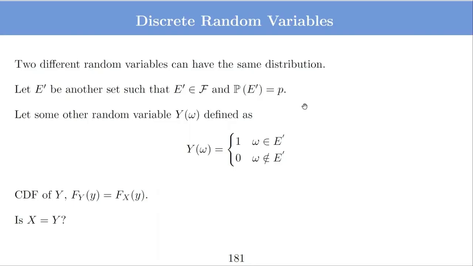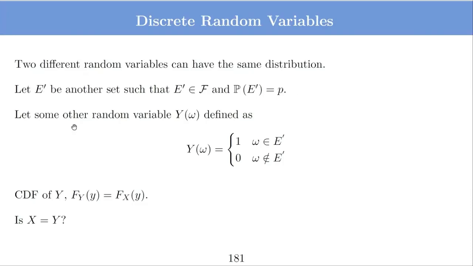Like if you take the flipping of a coin, which gets head and tail, the probability of the event that head has occurred is half, and the probability that tail has occurred is also half. So there are two events. E would be head has occurred, and E prime will be tail has occurred. Both have the same probability, but they are not the same events. So E prime is another event which is not equal to E, but it belongs to the sigma algebra, and the probability of this set is also P.